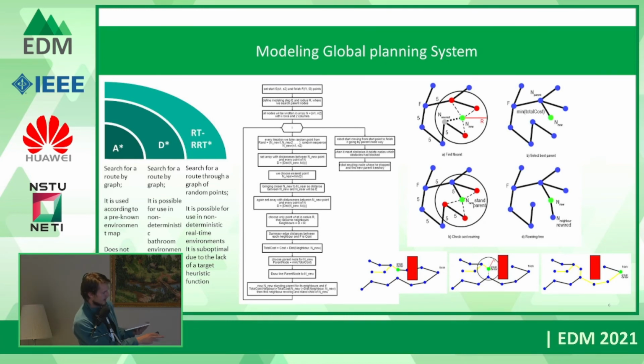You can see rewiring procedures on the right slide. On the right side and down, you can see how this algorithm avoids obstacles. When it sees an obstacle, it makes a rewiring procedure and rebuilds the path.